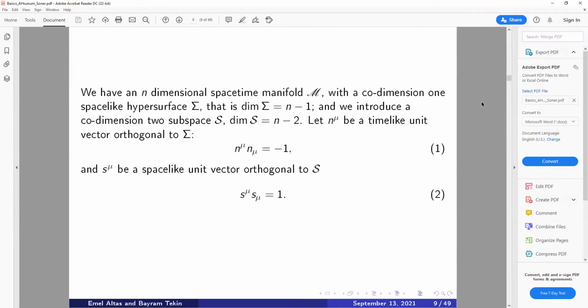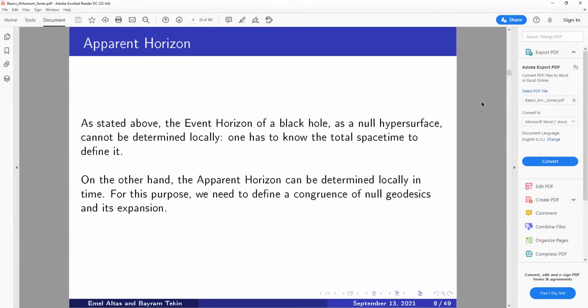Can I ask a question? Yes, please. Who's that? My name is Berk. Yeah, Berk. It is written that one has to know the total space-time to define it. I am not sure I understand the total space-time concept fully. Can you elaborate further, please?